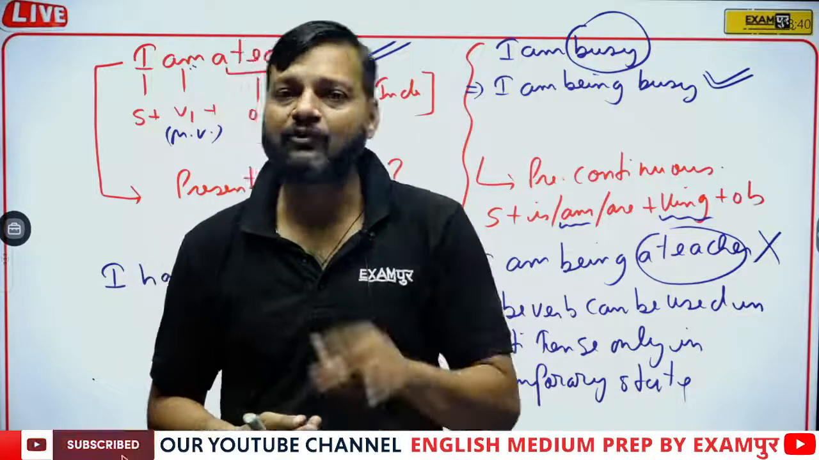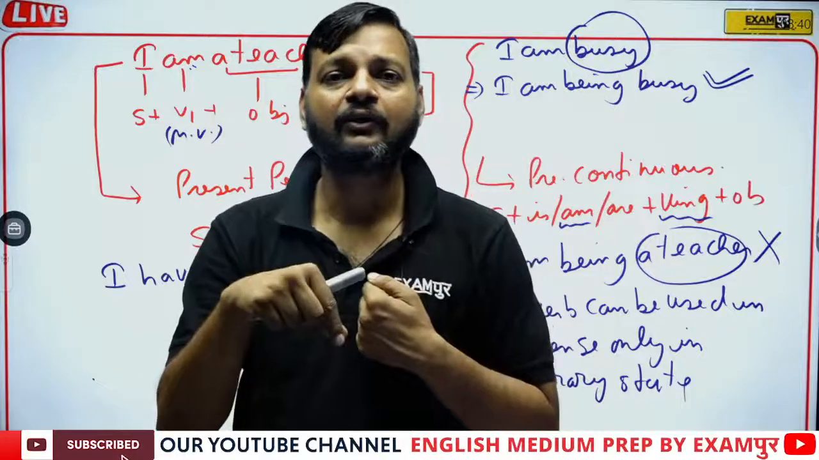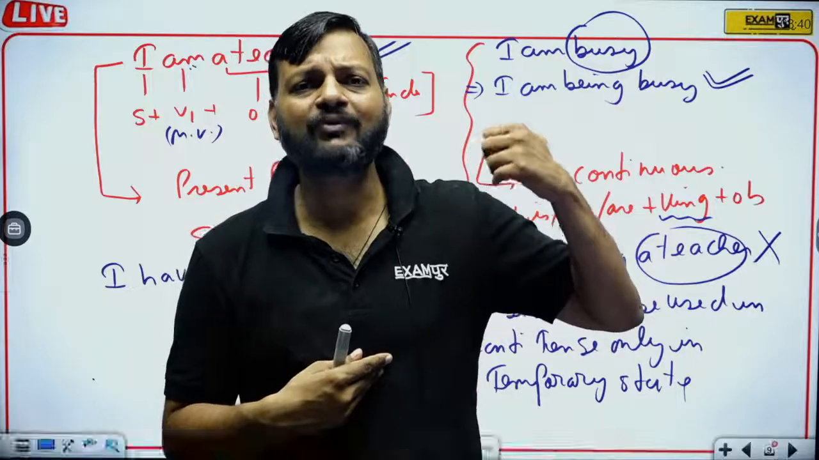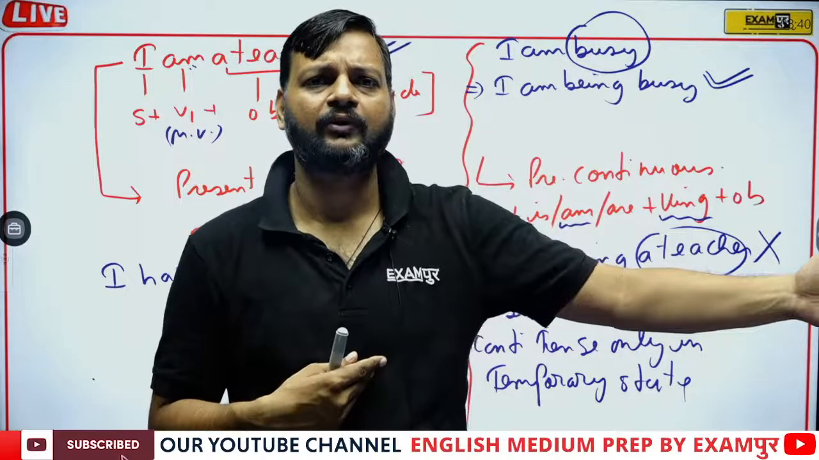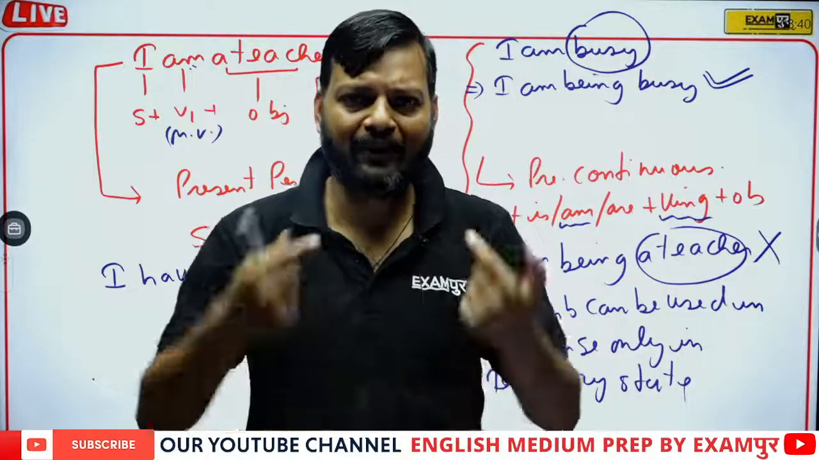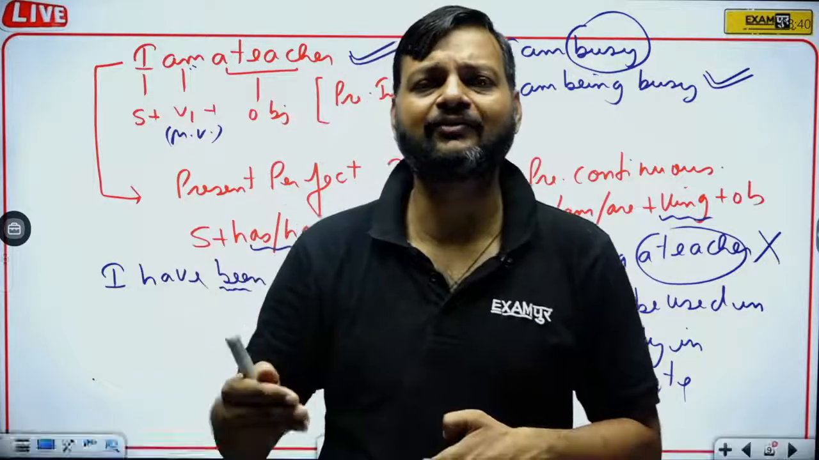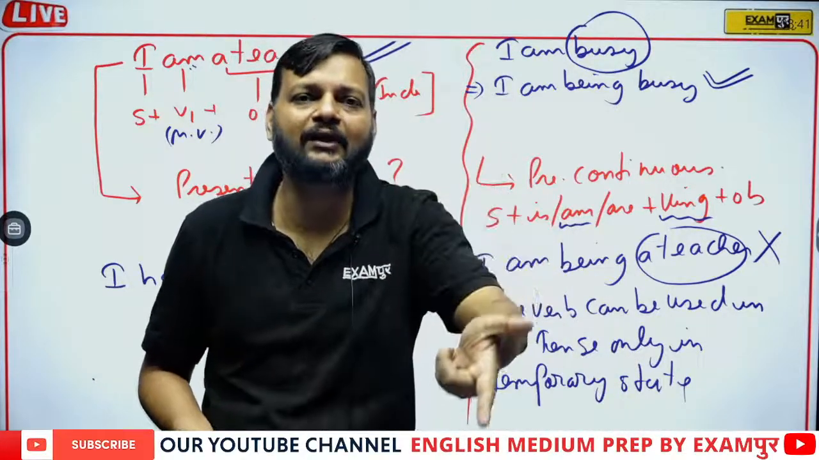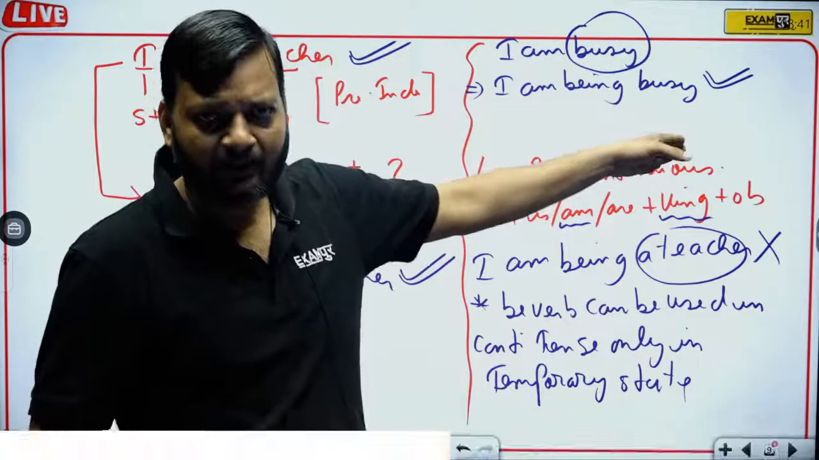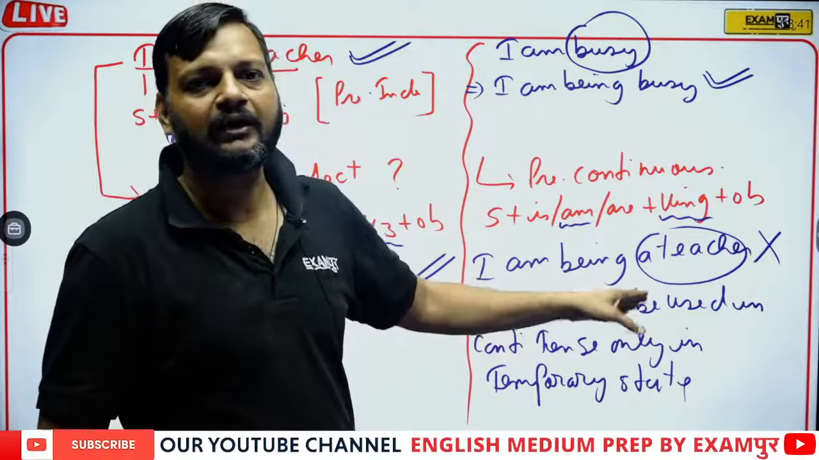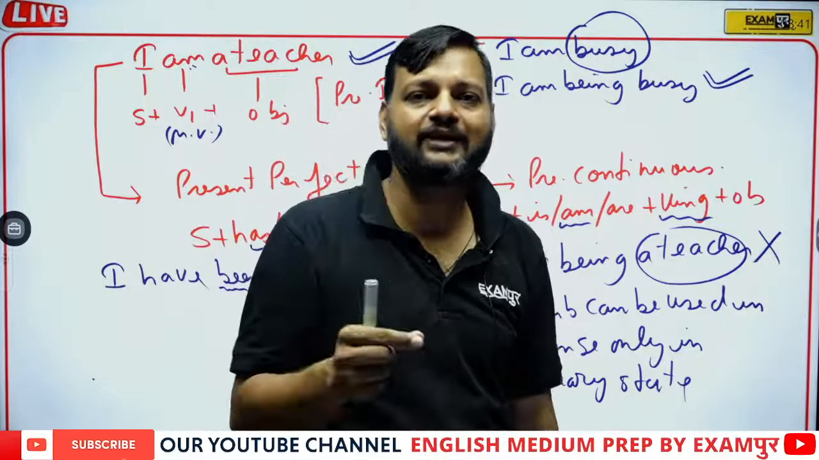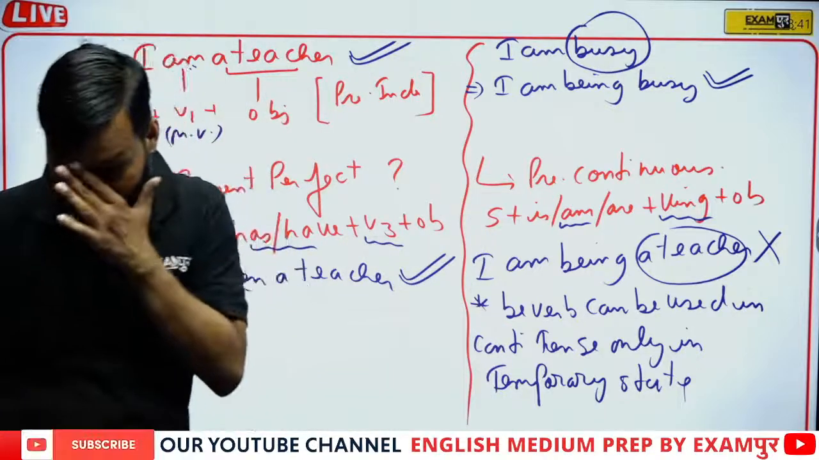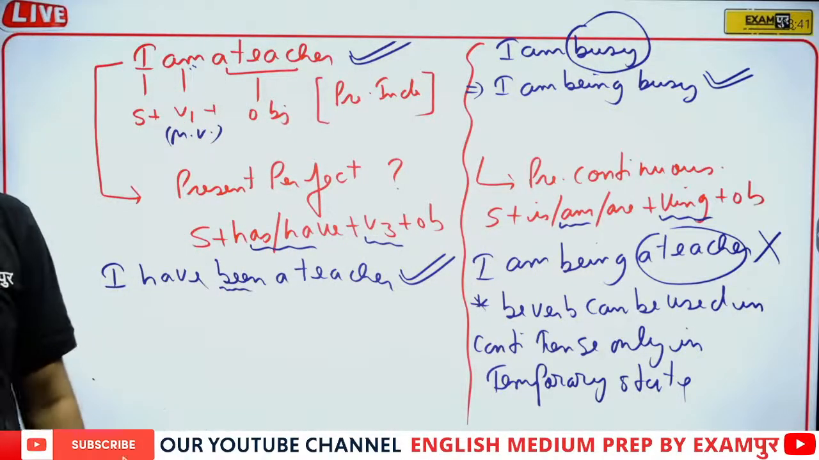But being busy is not permanent. If I am busy right now, I may be free the next moment. And I may be busy again the next moment. So being busy is not permanent. If I am busy right now, after completing this class, I'll be free. So being busy is temporary, but being a teacher is permanent. So I am being busy is correct, but I am being a teacher is incorrect, because be verb can be used in continuous tense only if the state is temporary. Hope you got the point.